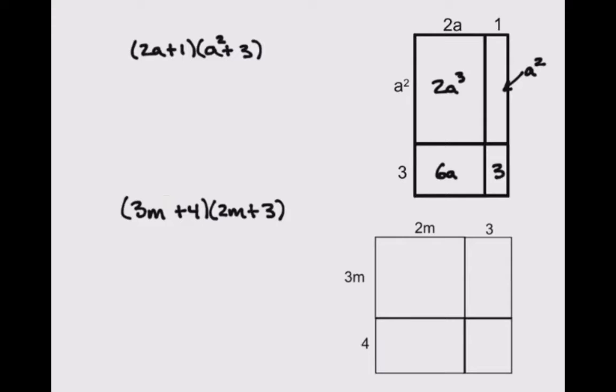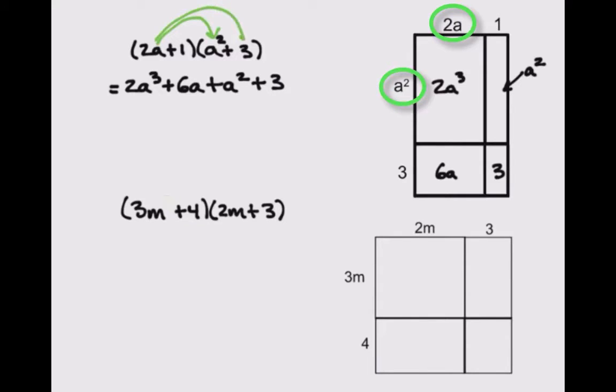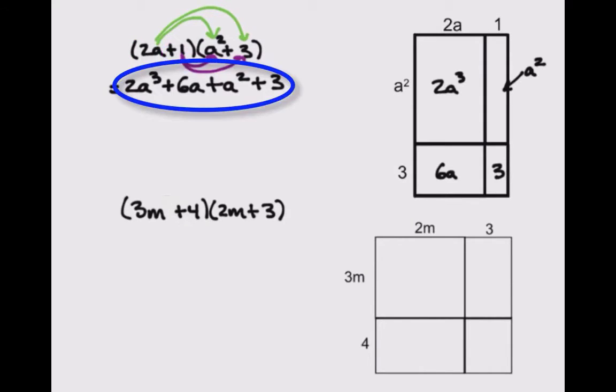And so we find that the total area for this big rectangle is 2a to the third plus a squared plus 6a plus 3. What did we do there? We multiplied this 2a by both a squared and by 3. Then we took this 1 and we multiplied it by a squared and by 3. Looking at the math, we distributed that 2a to both a squared and 3, and that 1 to a squared and 3, and of course, this is the product we got. Once again, in general, we want to make sure that our final product is in standard form. This one isn't quite there yet.